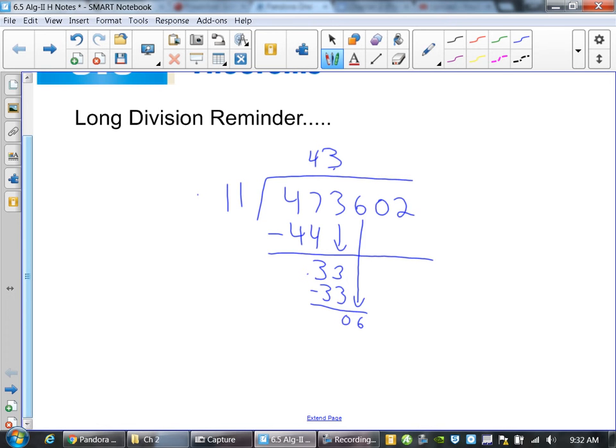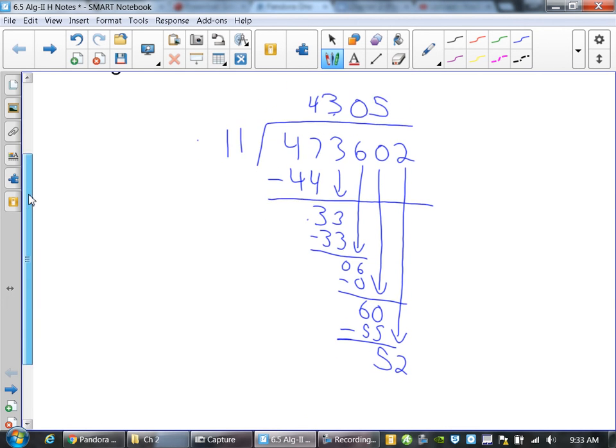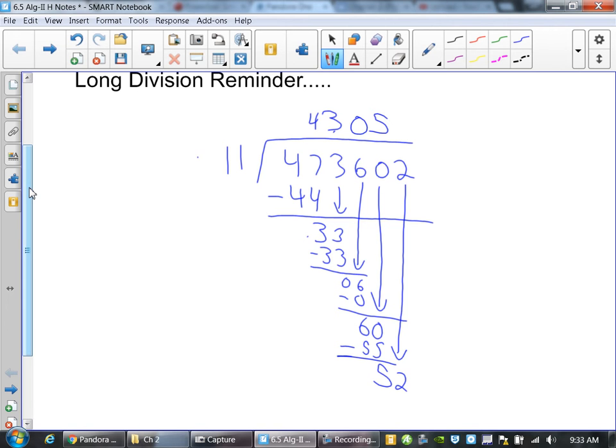Drop the next number. Does 11 go into 6? No, so you put a 0 here. Subtract 0, and you get a 6. You drop the next value. How many times does 11 go into 60? 5 times. You get 55. Subtract that out and bring down the 2. And then 11 goes into 52. How many times? 4. Sorry, my bad. And subtract the 44. And you're left with 8.